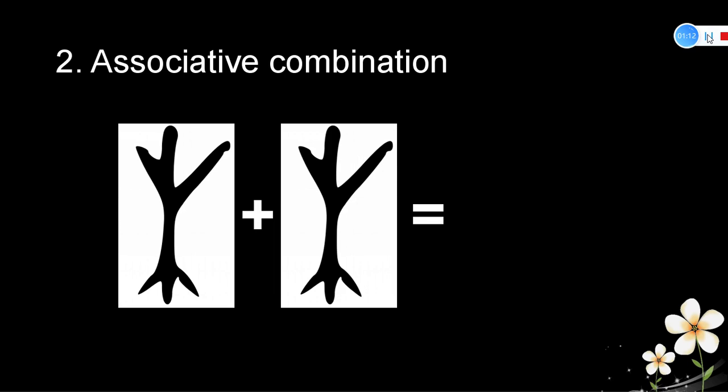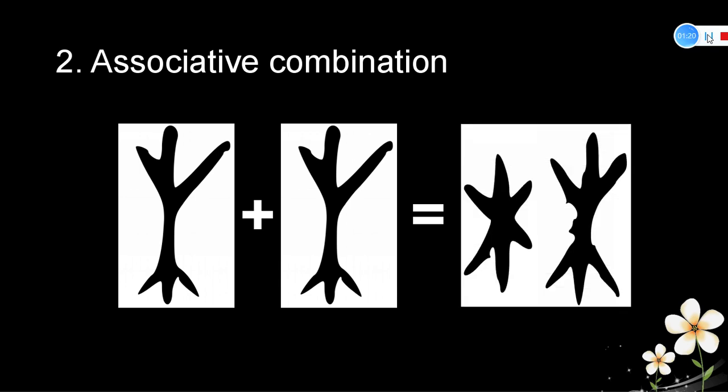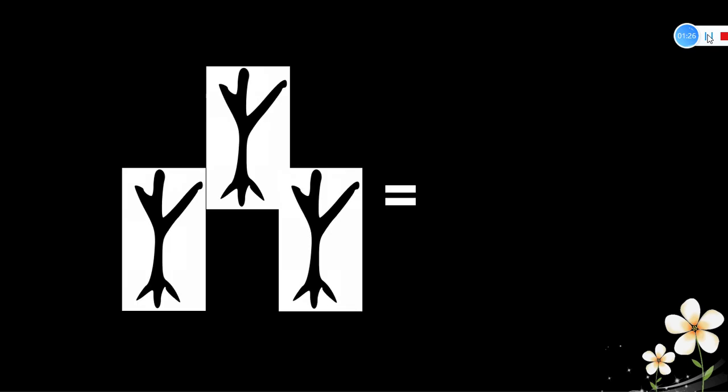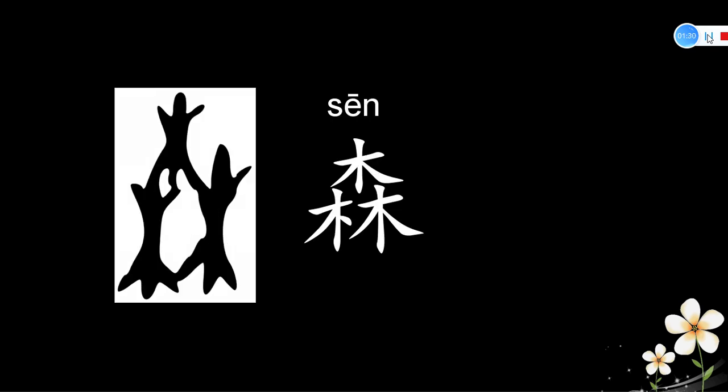The second method is associative combination. What does it mean if two trees are put together? It means more trees, which is a wood, lin. What if three trees are put together? It means a lot more trees, which is a forest, sen.